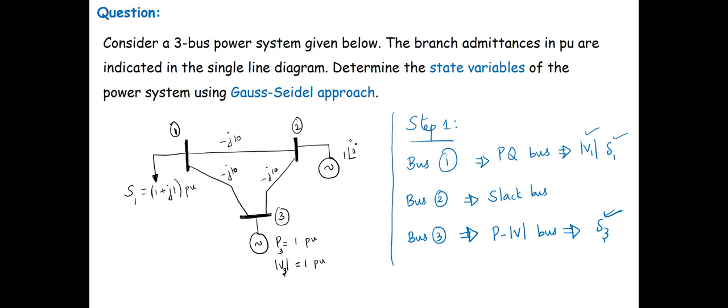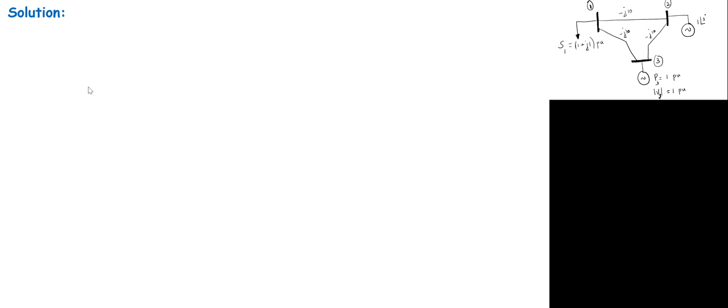Now, irrespective of the approach, the next step that one needs to do after identifying the state variables is to form the Y bus matrix. Okay. So let us quickly solve for the bus admittance matrix. Because this is a three bus power system, the Y bus matrix is going to be a 3x3 matrix. And since the branch admittances are already specified in per unit, or the branch admittances are given instead of impedances, we can directly make use of them.